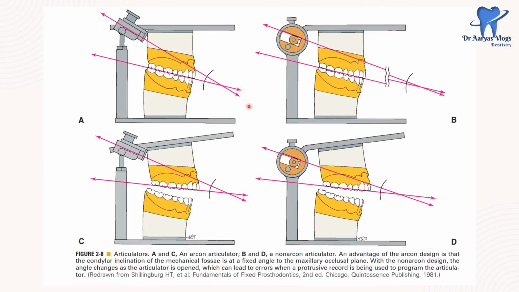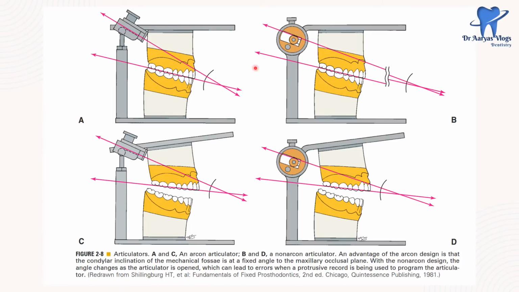These are the pictures showing arc-on and non-arc-on articulators. Here these two are the arc-on type of articulators and these are the non-arc-on articulators. What is the advantage of this arc-on design? Here the condylar inclination of the mechanical fossa is at a fixed angle to the maxillary occlusal plane. So, what is this advantage? The advantage is that a fixed condylar angle is there with the maxillary occlusal plane when opening and closing.